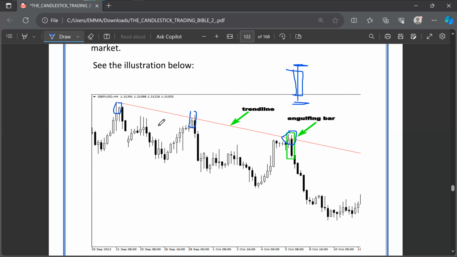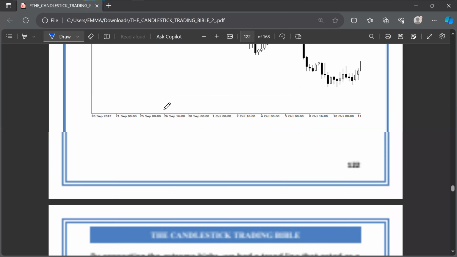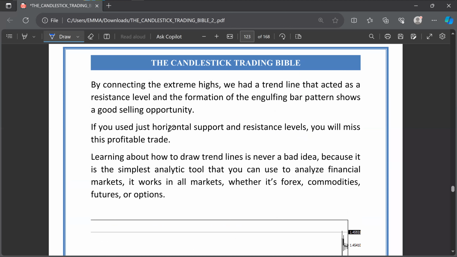So this is a downtrend. So in a downtrend, your trend lines are drawn at the top. And then in an uptrend, your trend lines are drawn at the bottom of the prices. Yes. So that is what it means. So we have seen how trend lines are drawn, so we'll talk about how to trade them. Now, by connecting extreme ends, we have the trend line that acted as a resistance level, and the formation of the engulfing bar pattern shows a good selling opportunity.